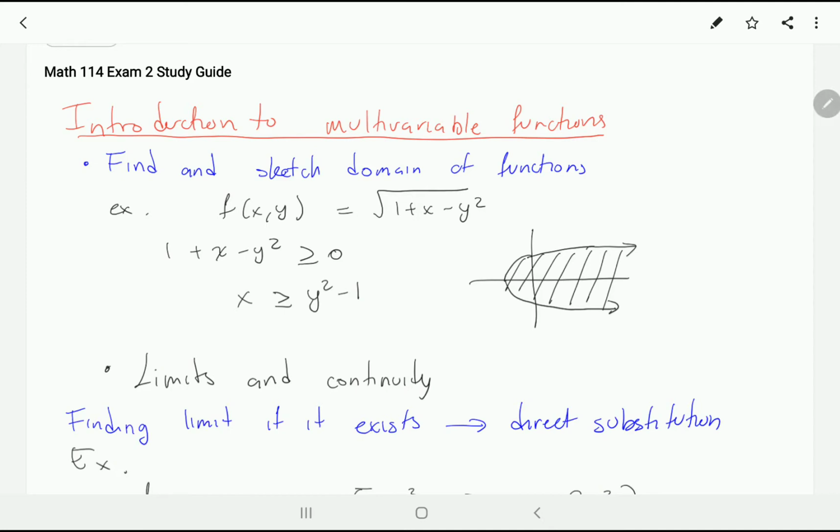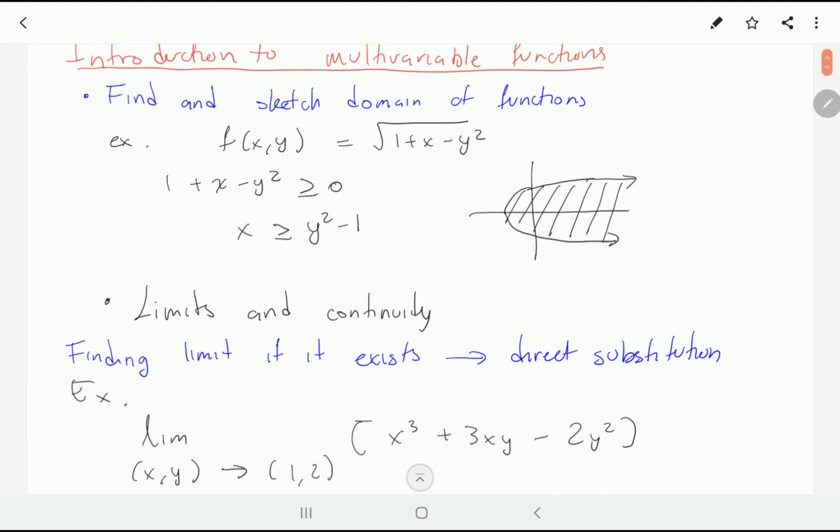The main things to know are how to find and sketch the domain of functions, which I have an example here. Just find wherever the function is defined. So here it is whenever the thing under the square root is greater than 0, so then you graph it.